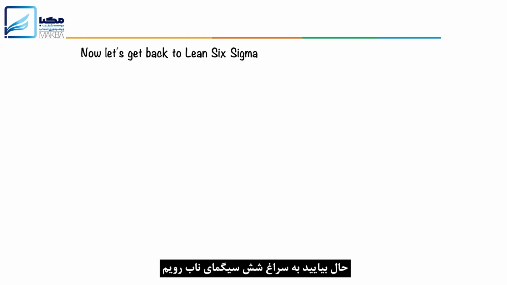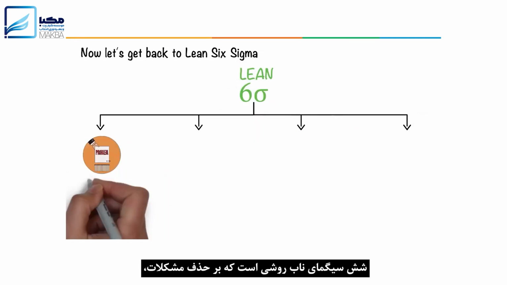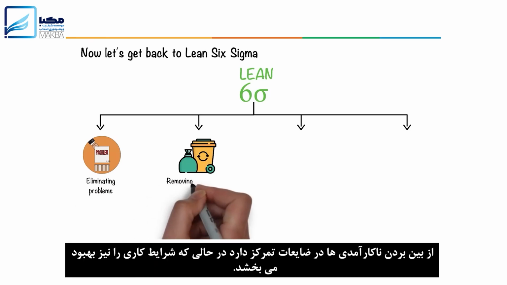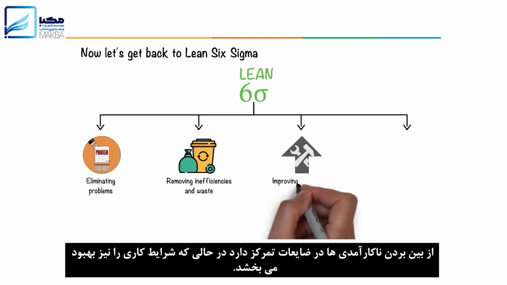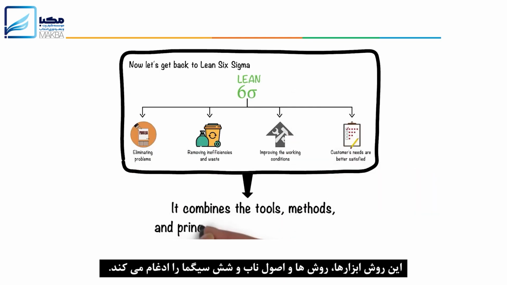Now, let's get back to Lean Six Sigma. Lean Six Sigma is a methodology that focuses on eliminating problems, removing inefficiencies and waste, while improving the working conditions to ensure the customer's needs are better satisfied. It combines the tools, methods, and principles of Lean and Six Sigma.